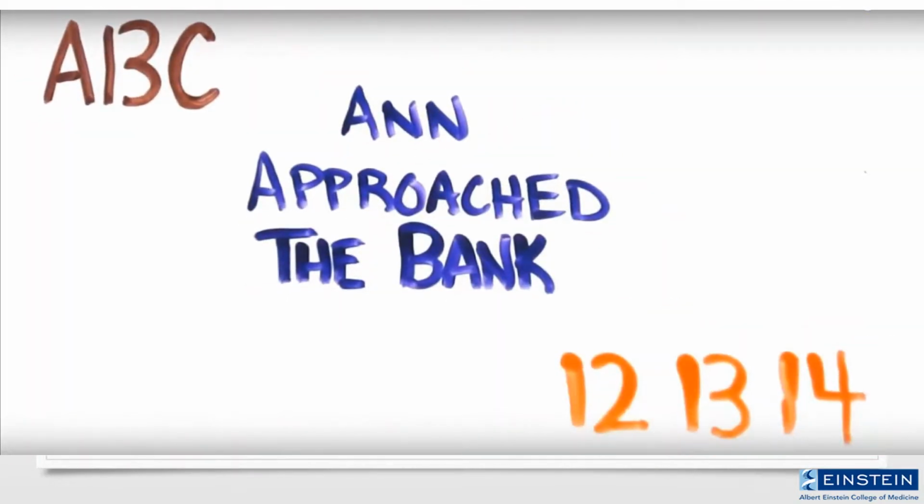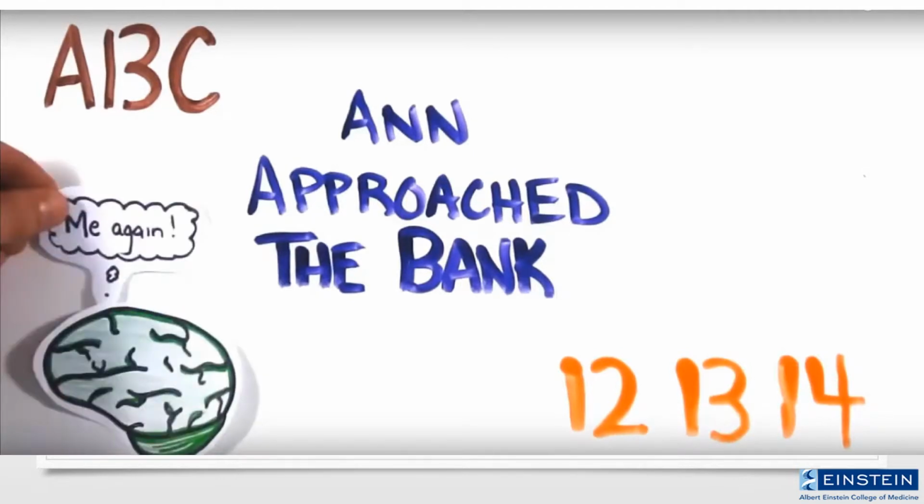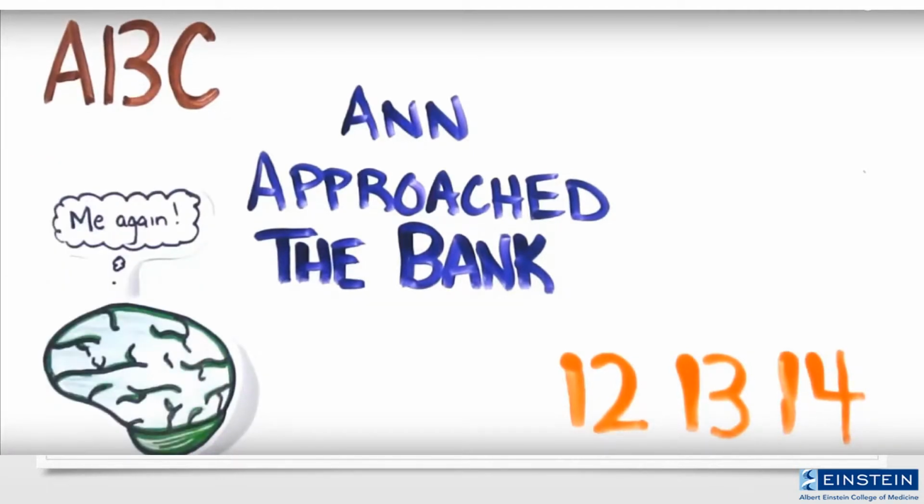Reading each of the following may seem fairly simple. A, B, C, Anne approached the bank, and 12, 13, 14. But your brain actually interpreted these ambiguous statements without you ever knowing.